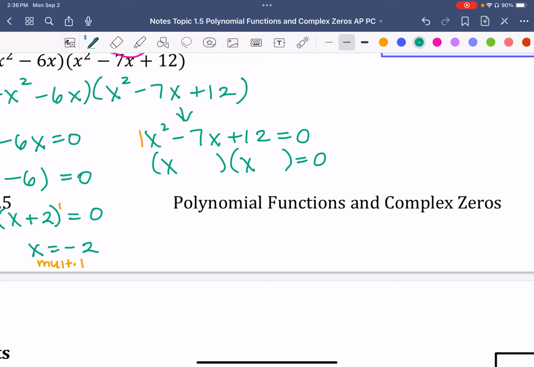So again, if you forgot how to do that, just go look at the video on my YouTube channel called Factoring Review. Okay, so two numbers that multiply to 12 and add up to negative 7, that would be negative 4 and negative 3. You separate them, set them each equal to 0. You're going to get x equals positive 4 and x equals positive 3. And again, these linear factors had a degree of 1, so that means that these zeros will also have a multiplicity of 1.